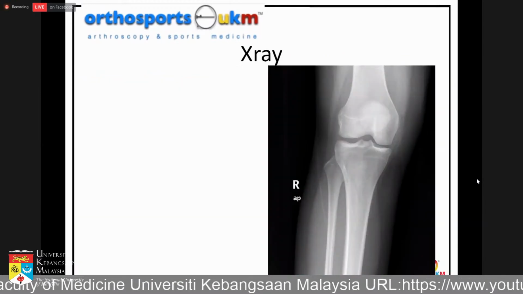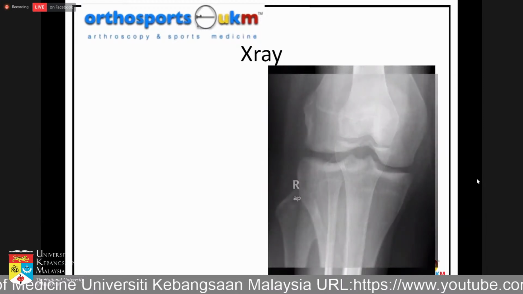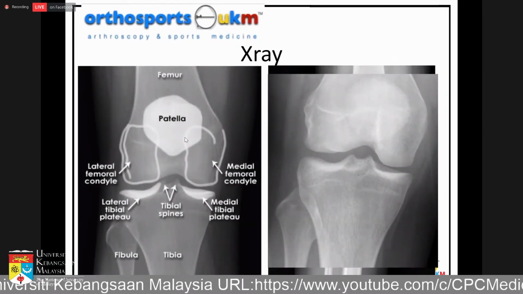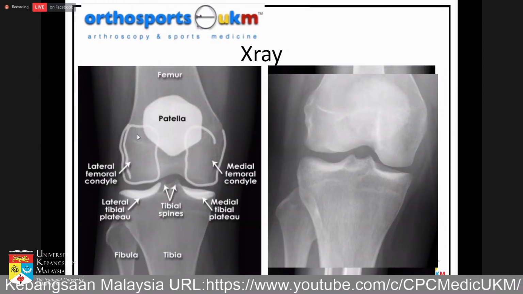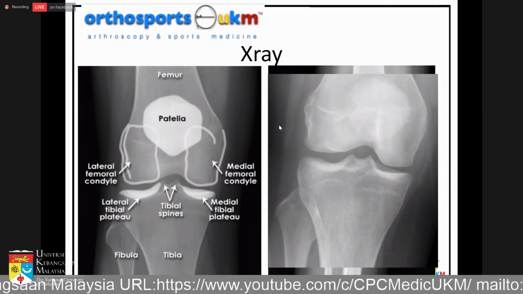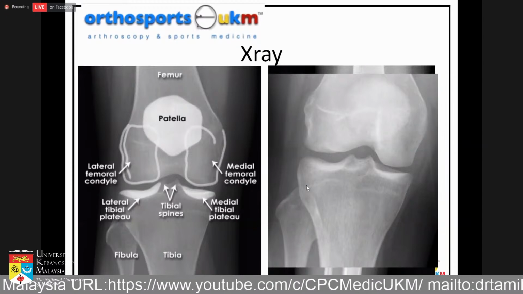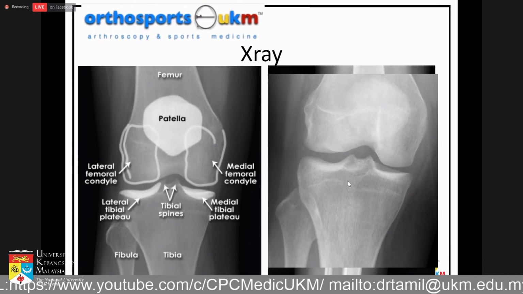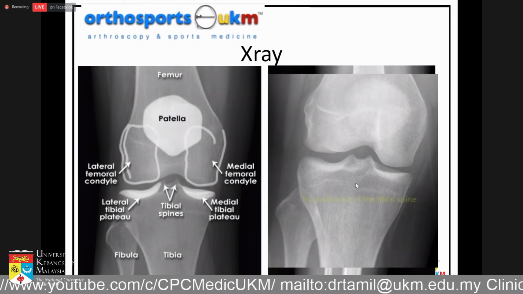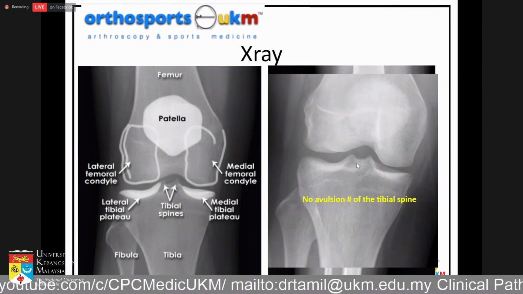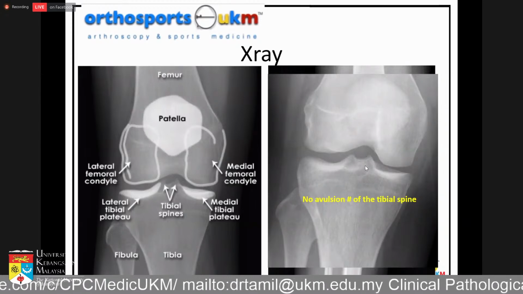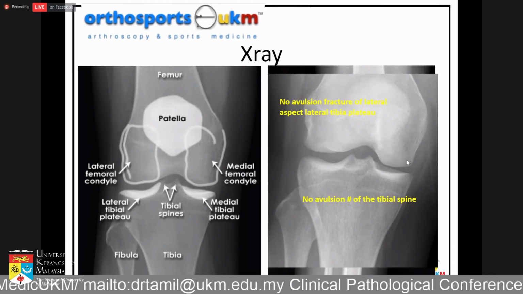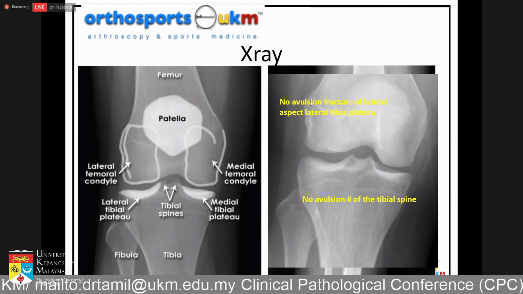Next investigation we do is the X-ray. So this is the X-ray for the patient. These are the structures that we need to see in an AP X-ray. We look at the femoral condyles, the tibial plateau, the patella, and importantly we're looking at the tibial spine. In this patient, there's no avulsion fracture of the tibial spine, and no avulsion fracture of the lateral aspect of the tibial plateau. Why is this important?